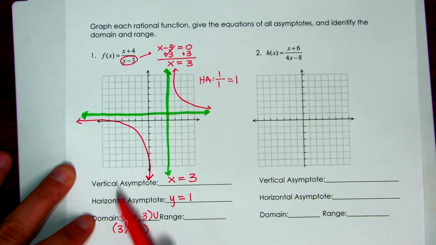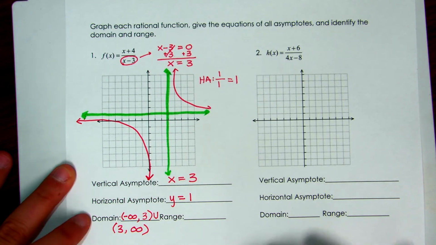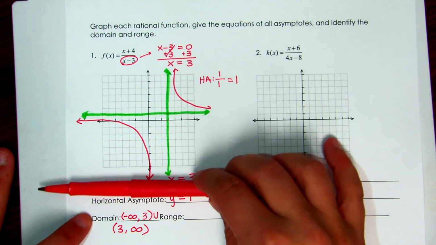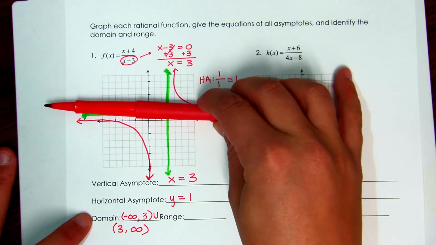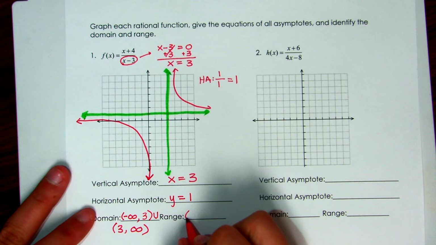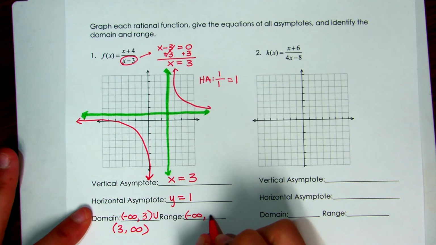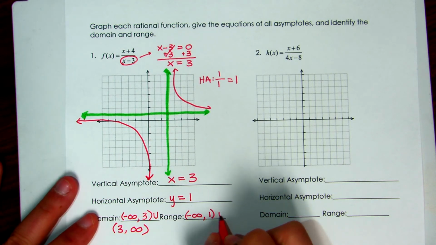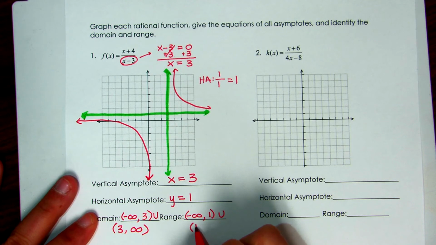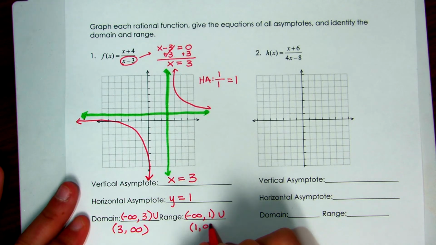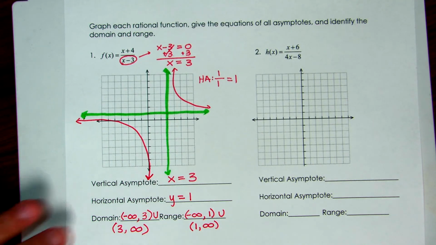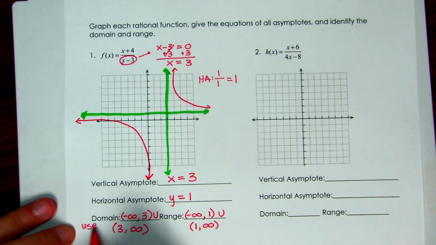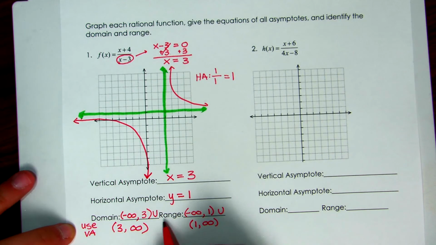My range, I'm going to start from the lowest. It's going to be similar to the domain. I'm going to start from the lowest, negative infinity, go up to positive 1 where it stops but doesn't touch it, and then it starts again above positive 1 but doesn't touch it, and continues to positive infinity. So when I'm doing domain, I use my vertical asymptote. When I do range, I'm going to use my horizontal asymptote.